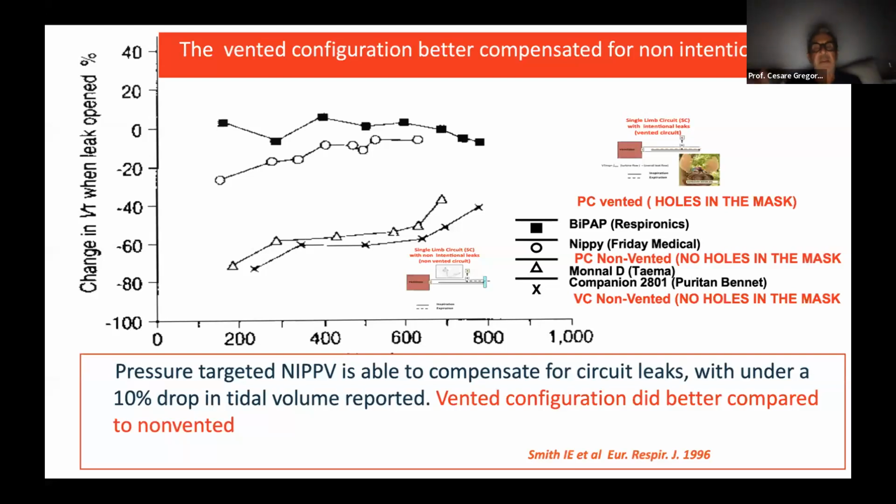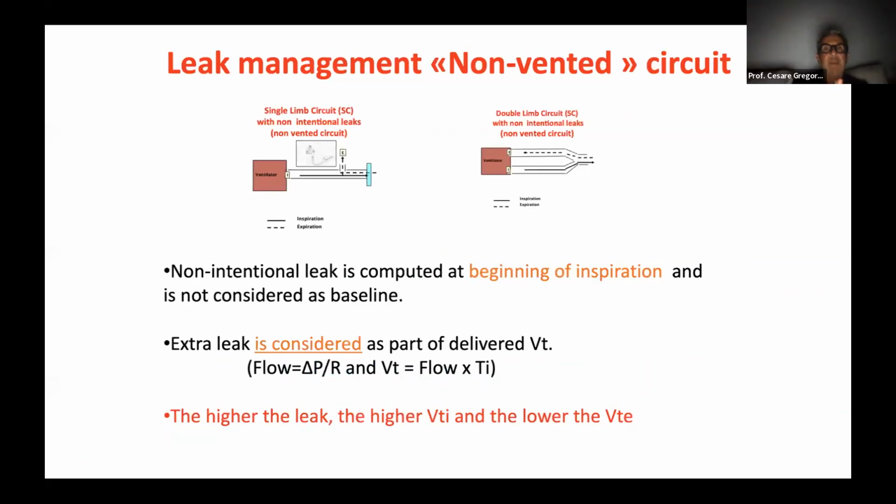Everybody knows right now that pressure control is able to compensate better. But interestingly, they used two pressure control ventilators. One was intentional leaks, the other one was non-intentional. Interestingly, the old BiPAP ventilator was able to do better than the non-vented configuration. This was many, many years ago. So why? Because in the non-vented circuit, non-intentional leak is computed at the beginning of inspiration, it is not considered as a bystander. So extra leak is considered as a part of the delivered VT.